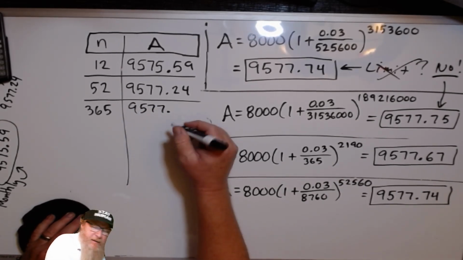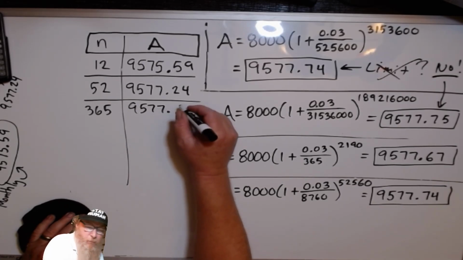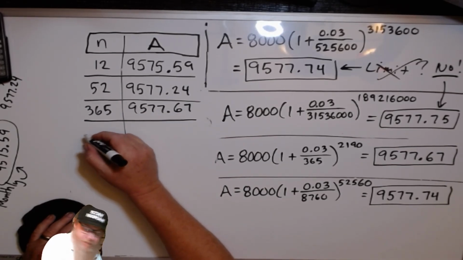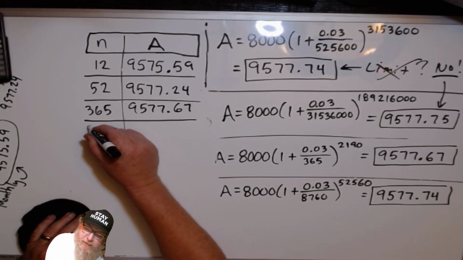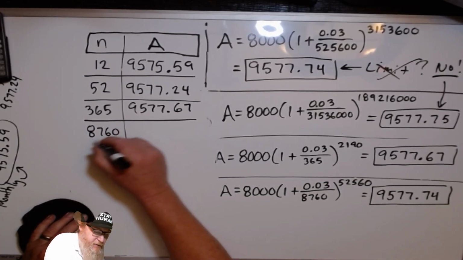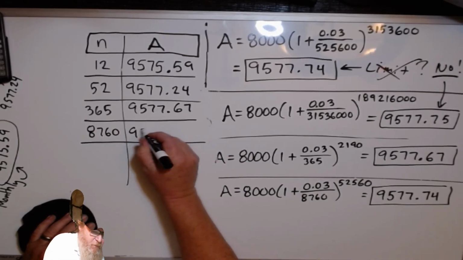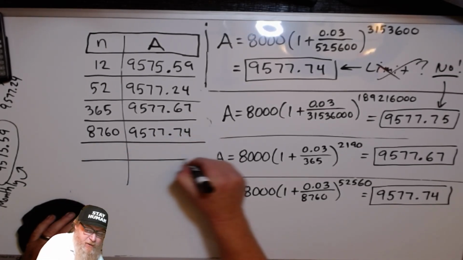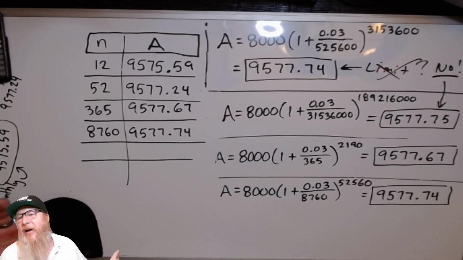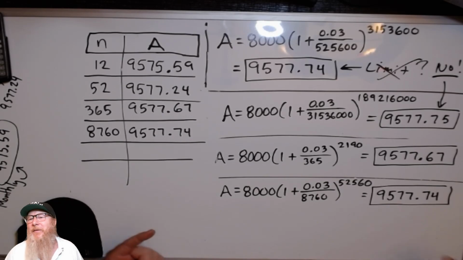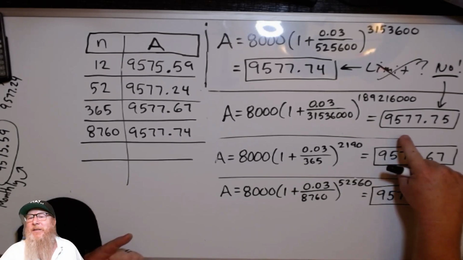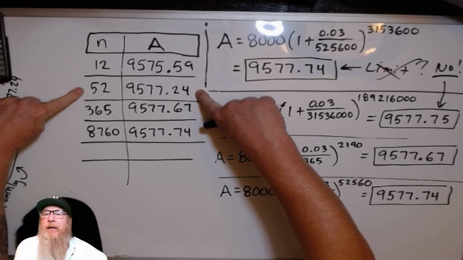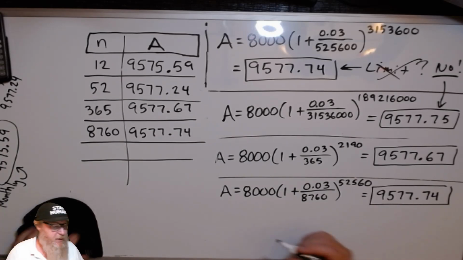9,577, or so for daily, 1 year daily, it went up to 67 cents. For hourly, 8,760, it went up to 74 cents. So if you don't care about that extra change, unless you're depositing a very, very large amount of money, weekly was good enough, right? You got an extra couple bucks by going to weekly.